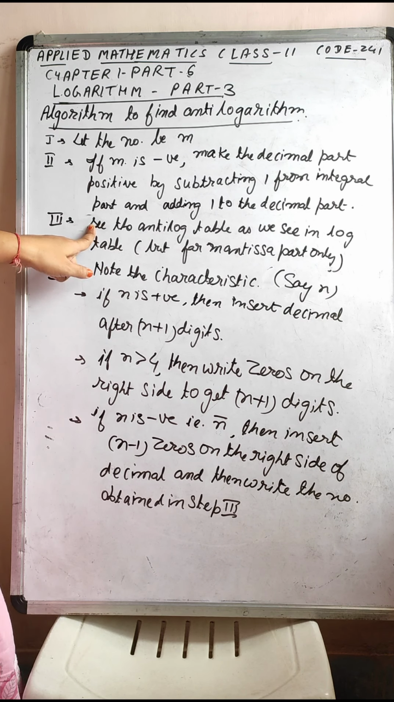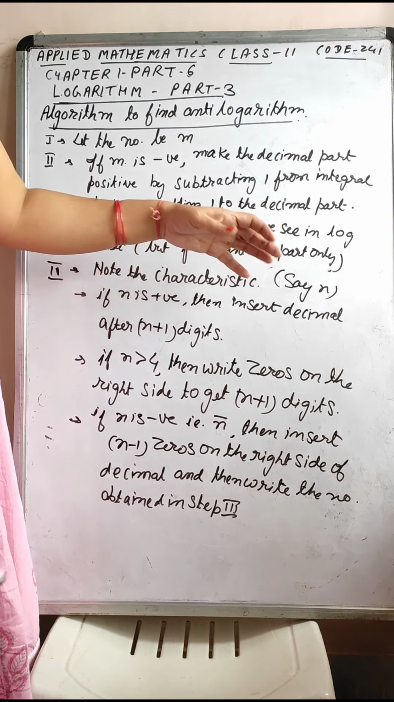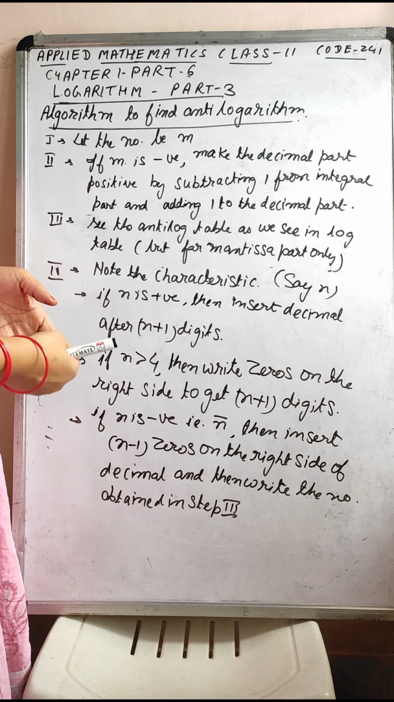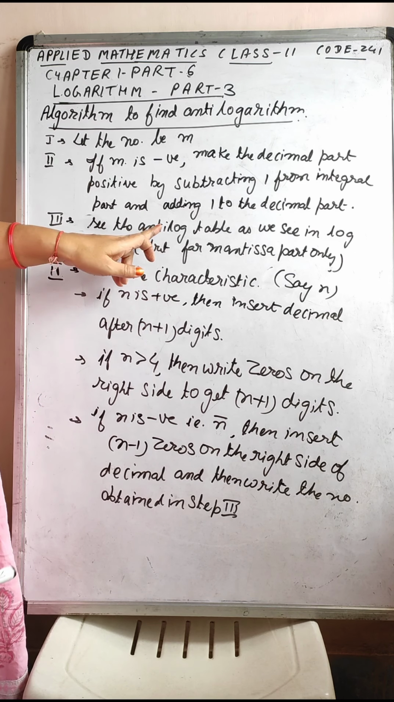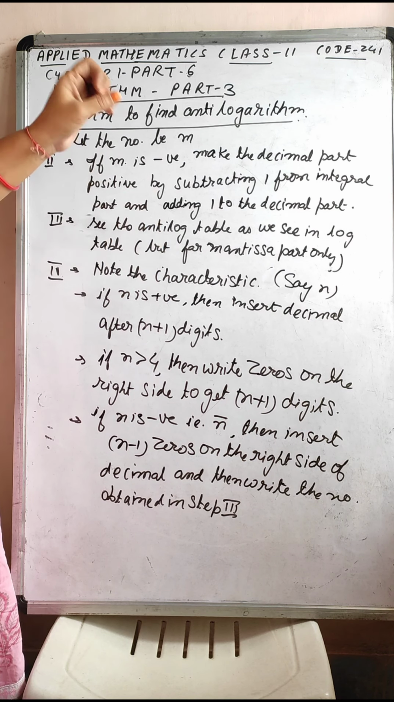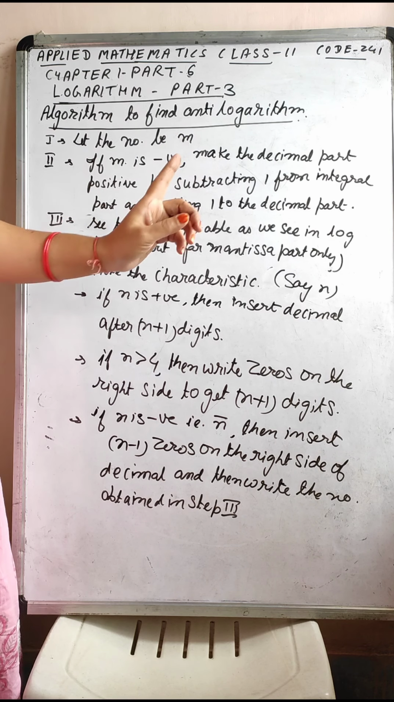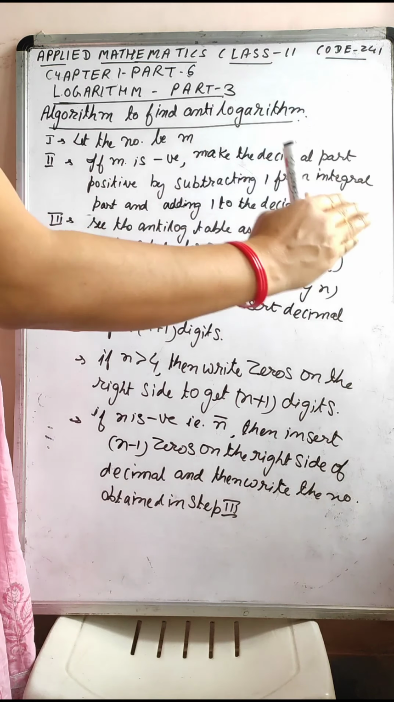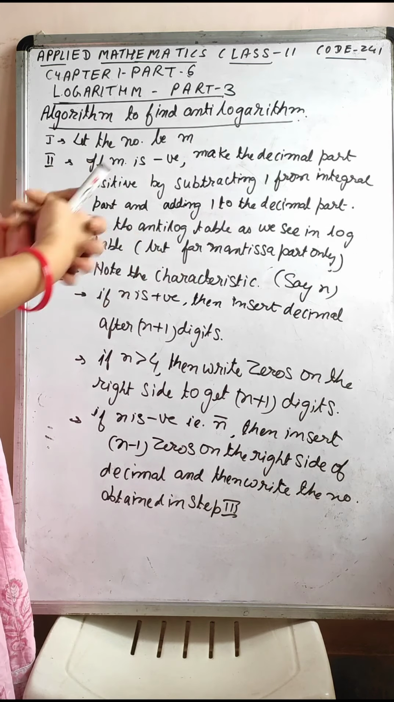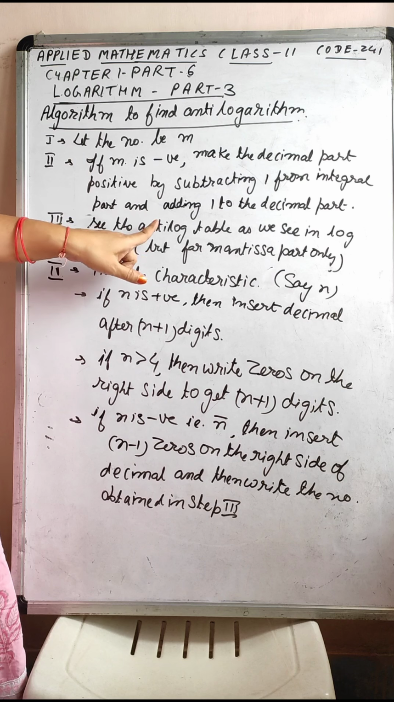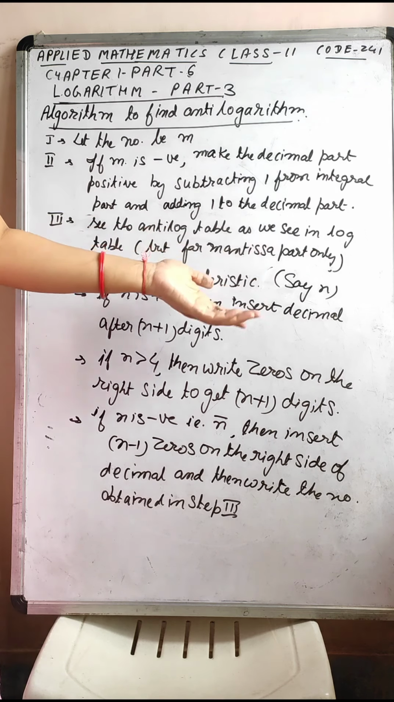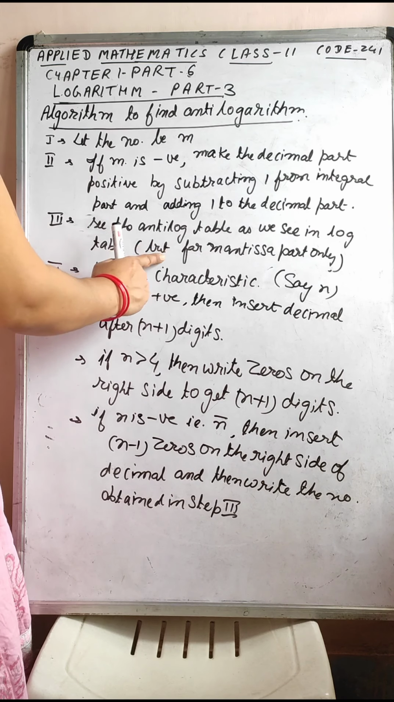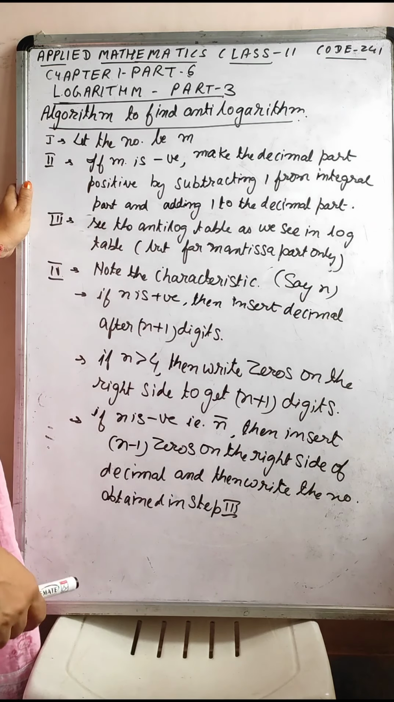Now see the anti-logarithm table. The same steps which we follow for finding the log of a given number, we follow for finding the anti-log of a given number. But keep in mind, that given number is the mantissa part only. The characteristic part is used to put the decimal, or the number of zeros, or after which digit we have to put the decimal. So find the anti-log in the table as you found in the log table, but for the mantissa part only.